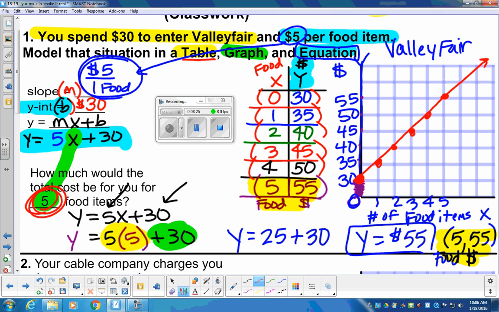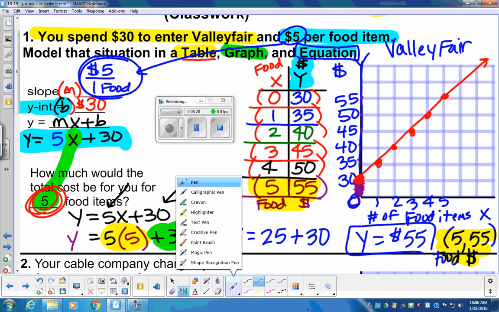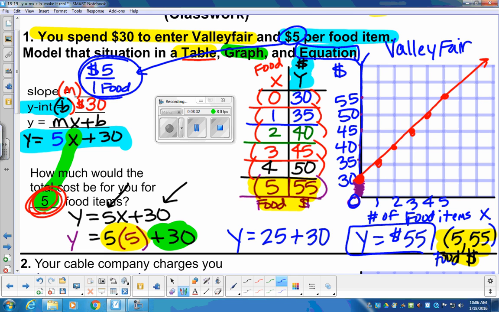And we're going to go ahead and prove that indeed we have a match there, that 5 food items, right here, big bullet, 5 food items is $55. That's true. 5 food items, $55. So 5 for food, $55. We have proven in our table, our graph, and our equation that 5 food items is $55.